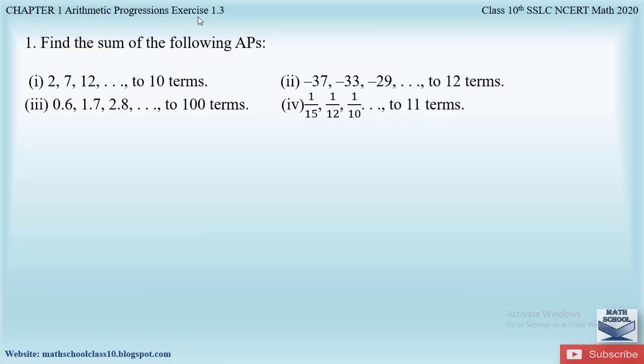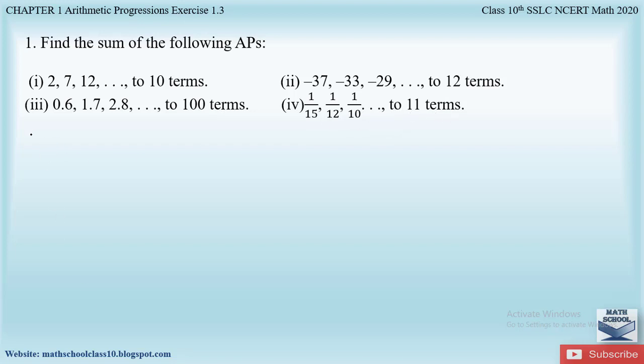The first question from exercise 1.3 says, find the sum of the following APs. There are 4 parts to the question. They have given us the AP and they have also mentioned the terms up to which we have to find the sum. Here in the first part, we have to find the sum of the first 10 terms. In the second, the sum of 12 terms. In the third, the sum up to 100 terms. And in the fourth, the sum up to 11 terms.